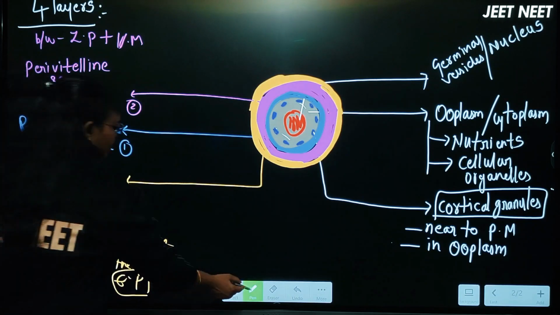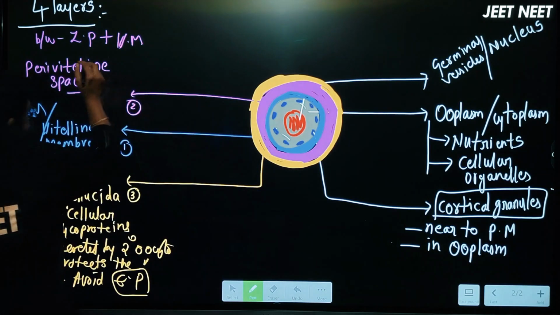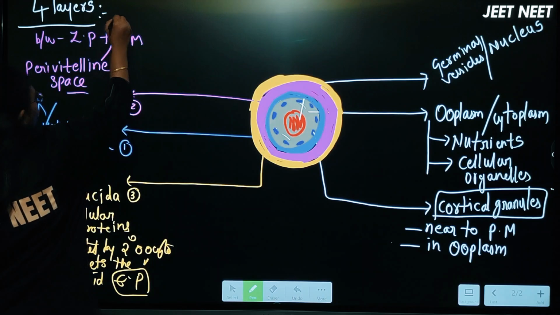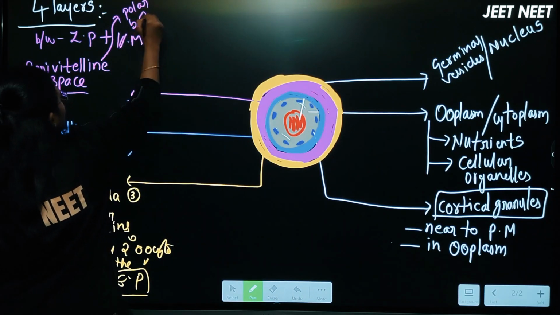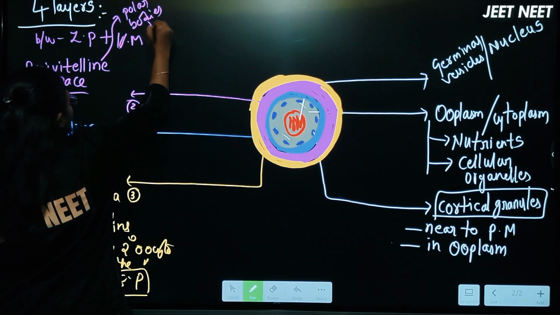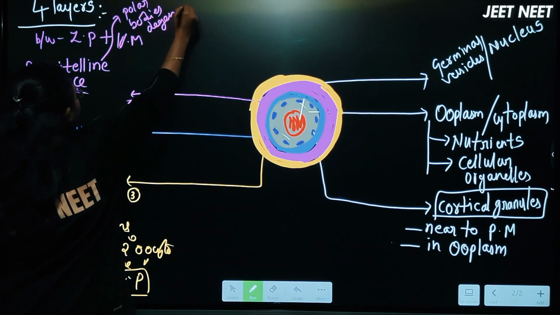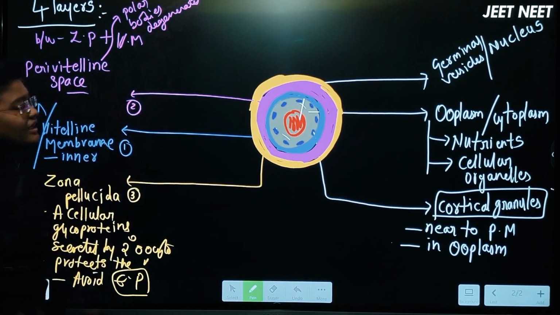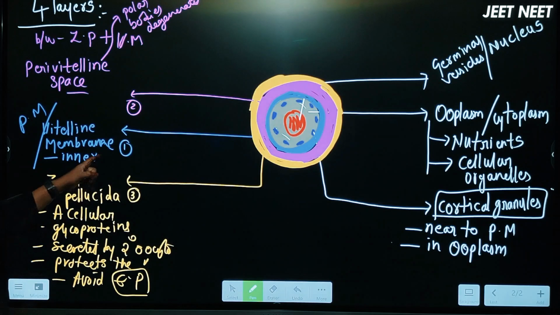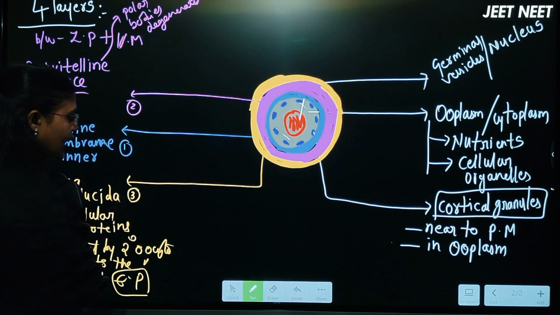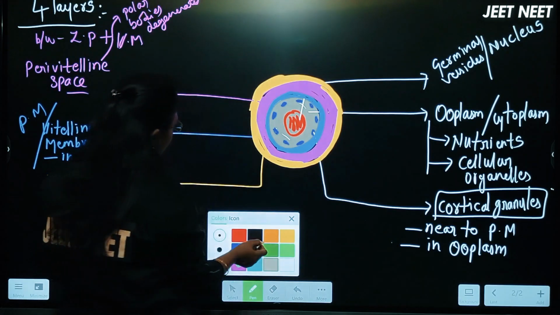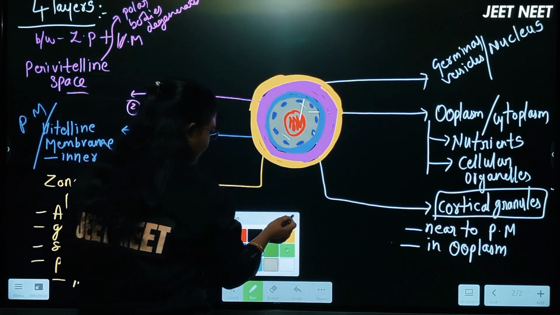Ma'am, what is the importance of the perivitelline space? The perivitelline space is the space where the polar bodies get degenerated, right? Polar bodies will degenerate in the layer called the perivitelline space. Okay, we completed the first layer, second layer, third layer. Then the outermost, the fourth layer here. Let me check which color, green color, right?